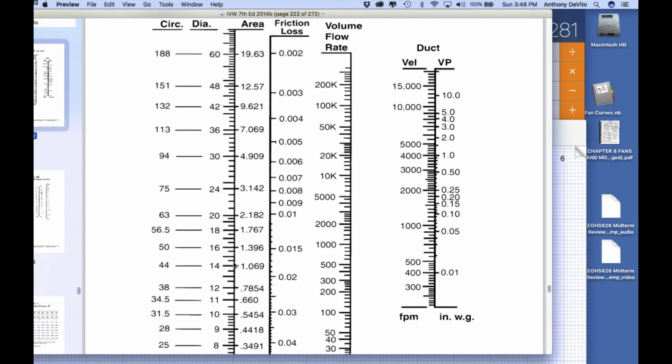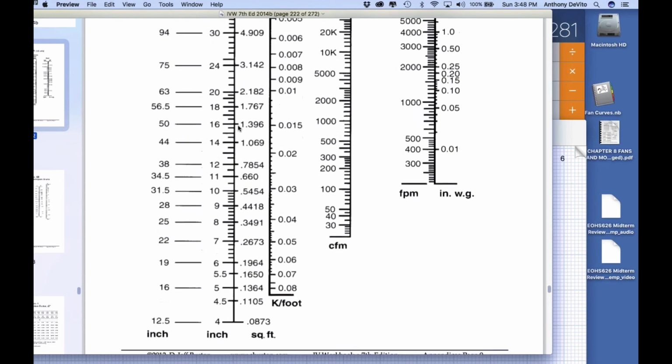And you can actually connect the cross-sectional area with the velocity. It'll give you the average flow rate. That'll give you Q because you know V and you know A. If you know the velocity, you can find the velocity pressure on this chart. If you know the velocity pressure, you can find the velocity on this chart. Right now, we're interested in the friction loss.